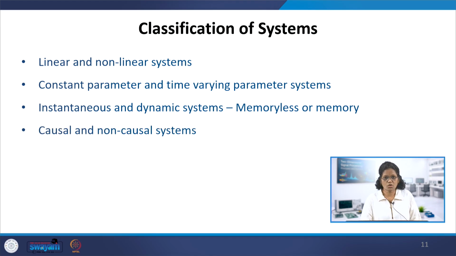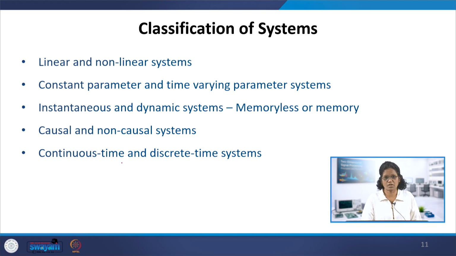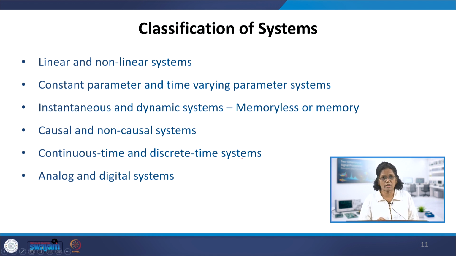Then causal and non-causal systems; we'll see examples of what causal and non-causal systems are. This is the fourth one. And continuous time and discrete time systems: as we have classified signals as continuous time and discrete time, similarly systems can also be classified into continuous time and discrete time systems, wherein in continuous time, every time instant is valid, and in discrete time, time is only valid for certain instants. Analog systems take analog inputs and give analog outputs, while digital systems take digital inputs and give digital outputs.